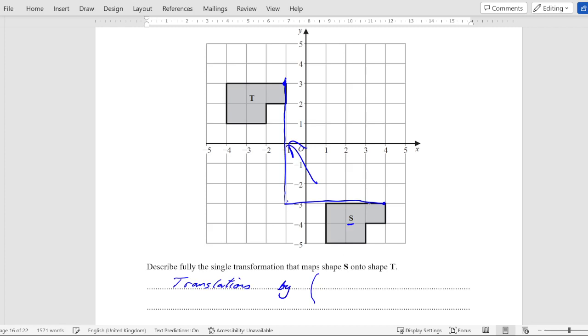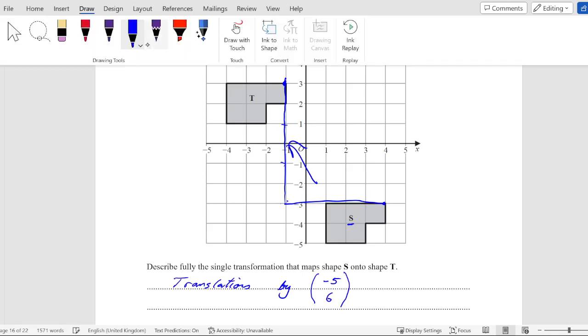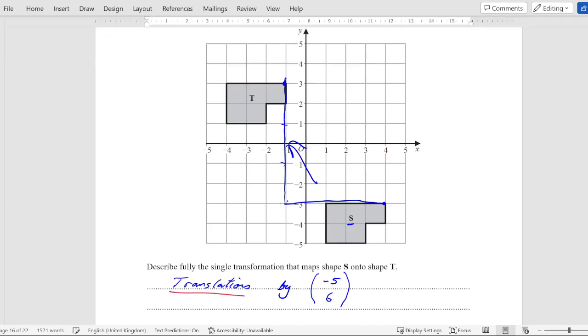So if I've gone from there to there, my change in x is going to be 1, 2, 3, 4, 5, minus 5 because I've gone 5 to the left, and then I've gone 2, 4, 6 up. So that's my translation. Well, that's my vector. Okay, and marks for that then, it is a B1 for translation stated, so translation B1, and then a B1 for the vector.